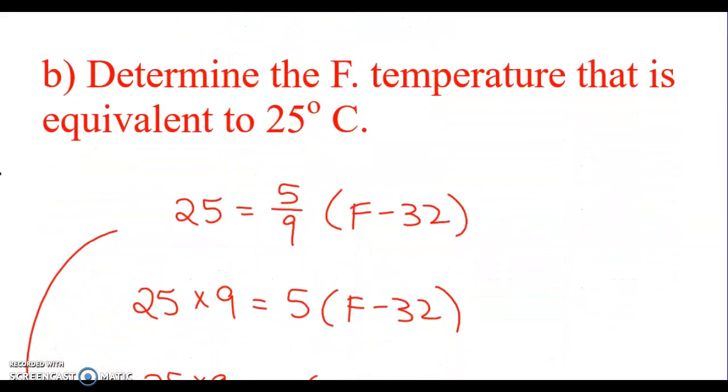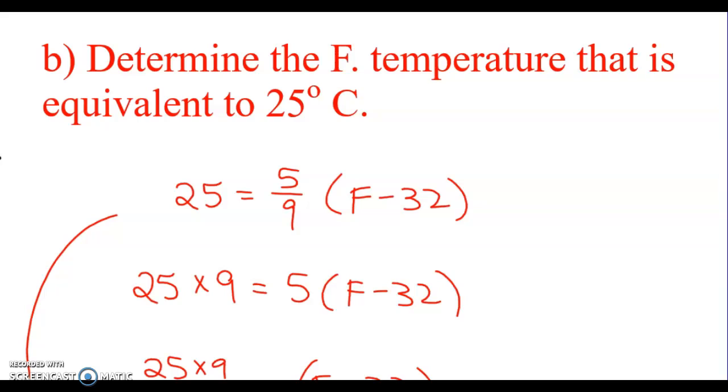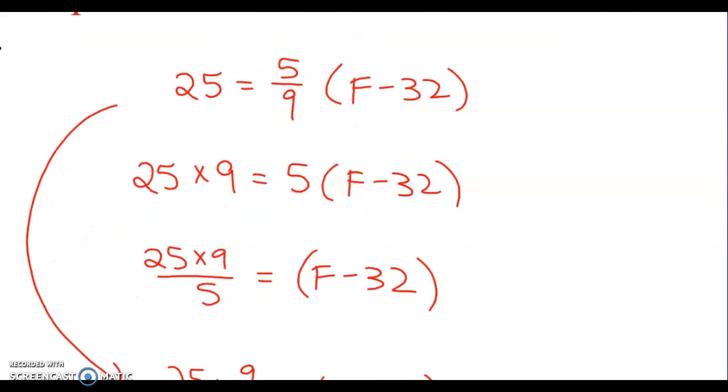Part B, determine the Fahrenheit temperature that is equivalent to 25 degrees Celsius. So this time, the C gets replaced with 25 and I need to solve for F. The way I'm going to solve for F is by isolating F, which is what you did in yesterday's homework. Notice the equation becomes a little bit more complicated. In order to isolate F, I need to get rid of the 32, and I need to get rid of the 5 and the 9. I need to move those all over to the other side.